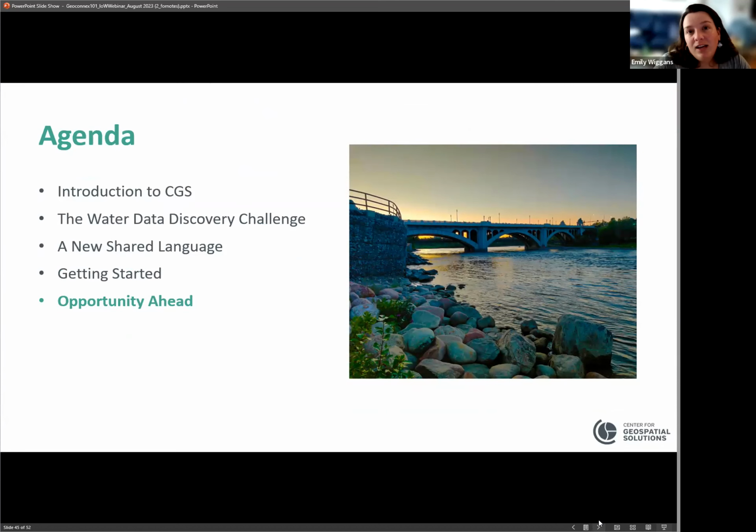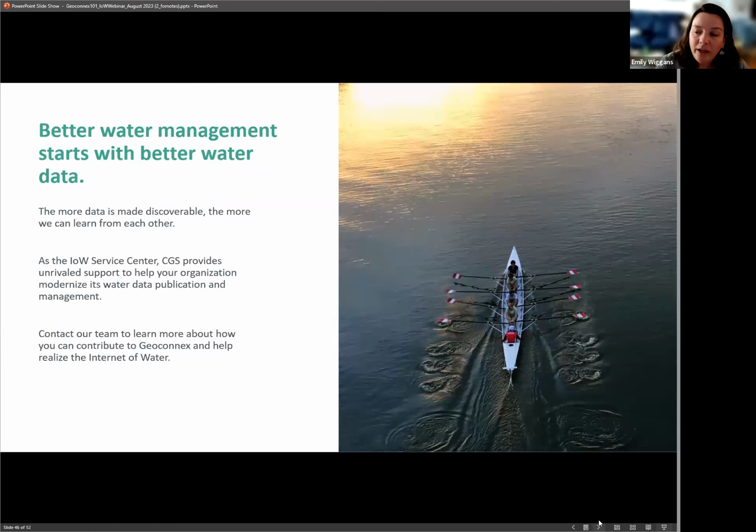So now looking at an opportunity ahead, we know that better water management starts with better water data. And we need everyone in this community to participate. Federal, state, academia, nonprofits, everyone has a role to play to make your water data more discoverable, standardized, and interoperable.